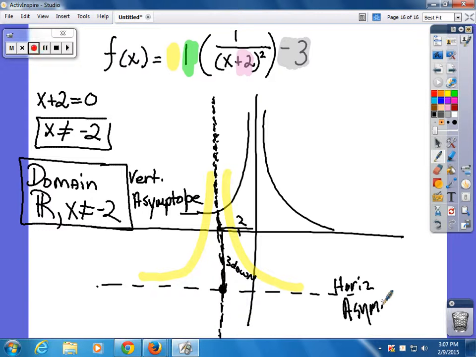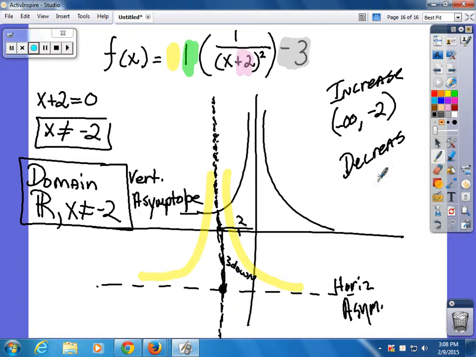Okay? The horizontal asymptote. Tell me what the increasing values are. Increasing is from -infinity to -2. Do we touch -2? So it gets a parenthesis. Decreasing from -2 to what?